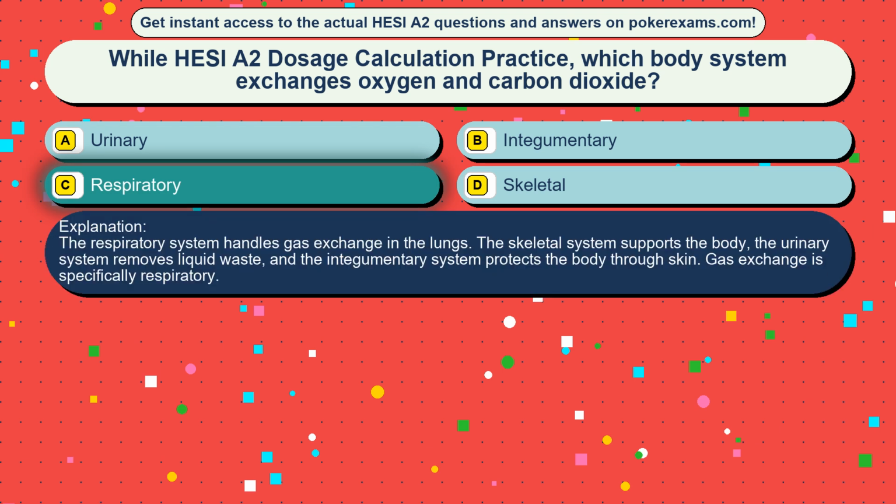The respiratory system handles gas exchange in the lungs. The skeletal system supports the body, the urinary system removes liquid waste, and the integumentary system protects the body through skin. Gas exchange is specifically respiratory.